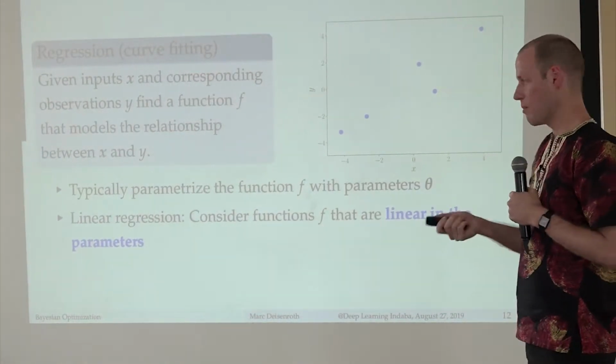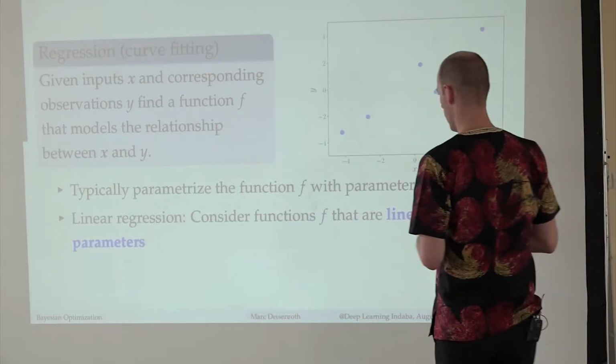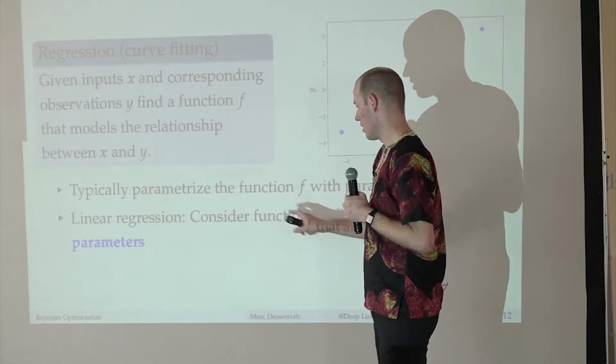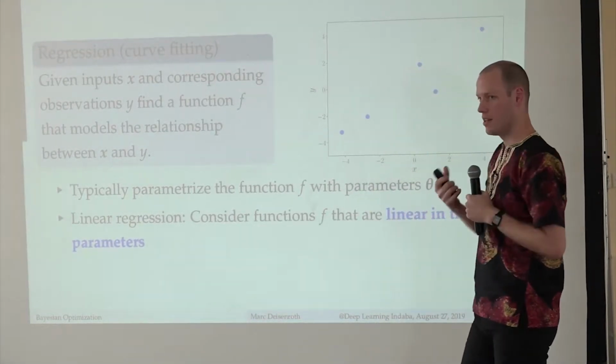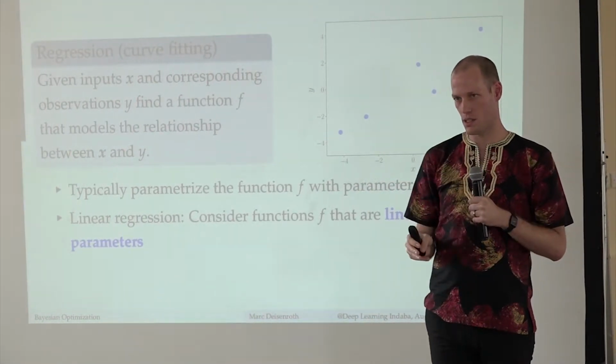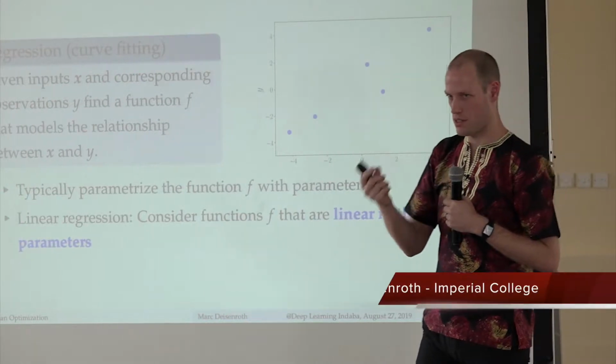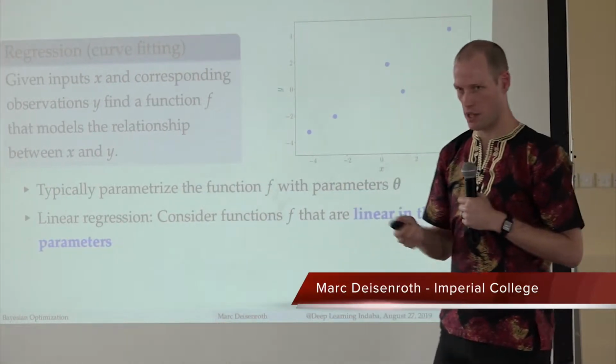Typically we parameterize the function with some parameters theta, and linear regression is just a case where the function is linear in the parameters. That does not necessarily mean that the function is a straight line, but it's a linear combination of features, and these features could be nonlinear. I'm going to give you examples in a moment.